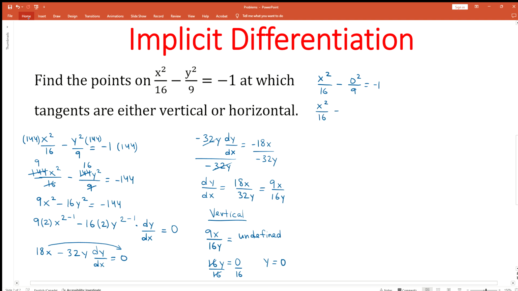Zero square is 0, 0 over 9 is 0. We can cross multiply the 16 to the right side. We should apply square root to both sides. Square root of a negative number is not a real number. Therefore, there are no real x values for y value 0 for the given equation. Therefore, there is no point at which the tangent is vertical for the given equation.